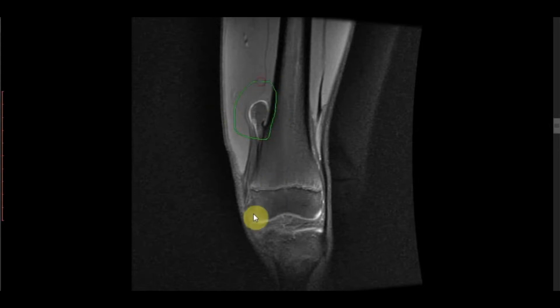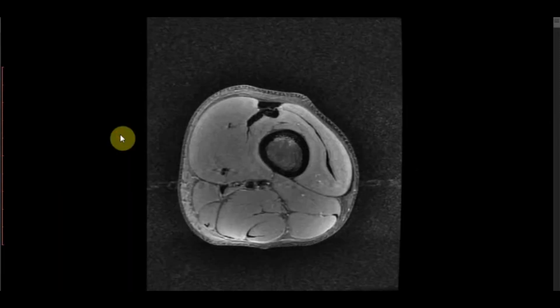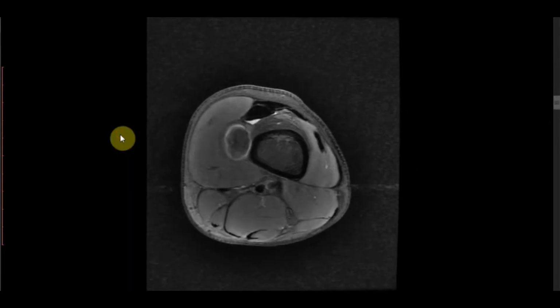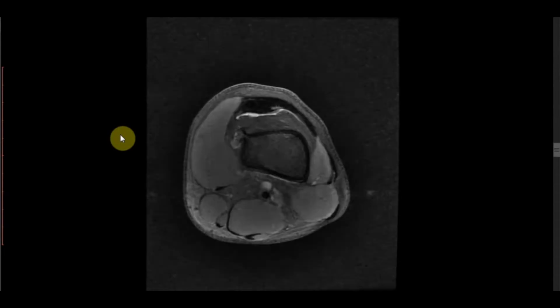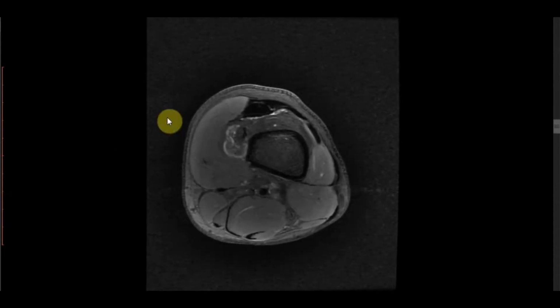So we can see this bony projection, it is pointing away from the joint line, and the cortex and the marrow are seen continuing into the lesion. So this is a benign osteochondroma. We can also measure the thickness of the cartilaginous cap overlying this lesion. So let's measure the thickness. The thickness measures approximately 7.4 mm.